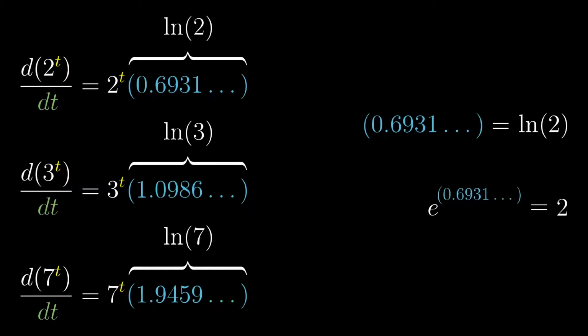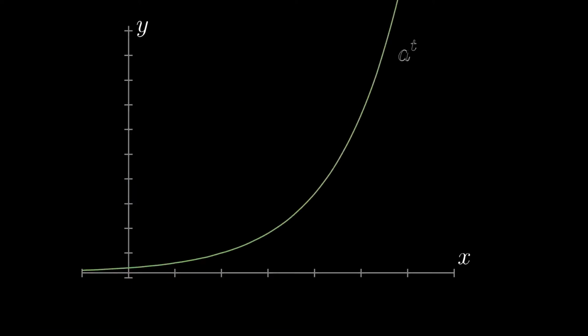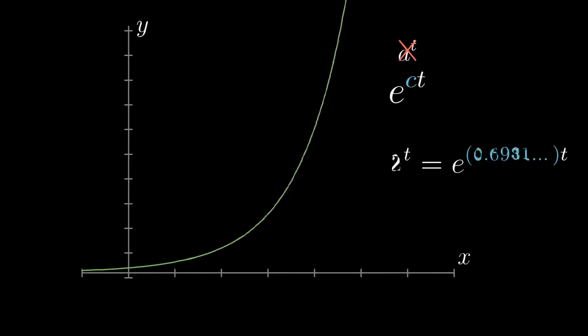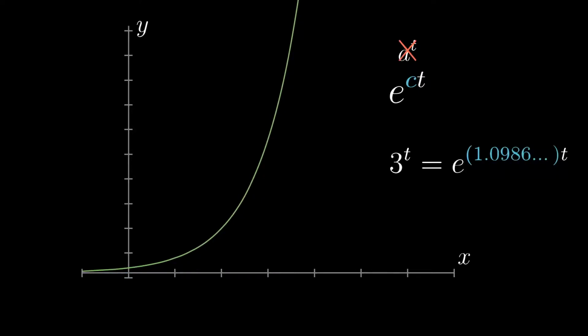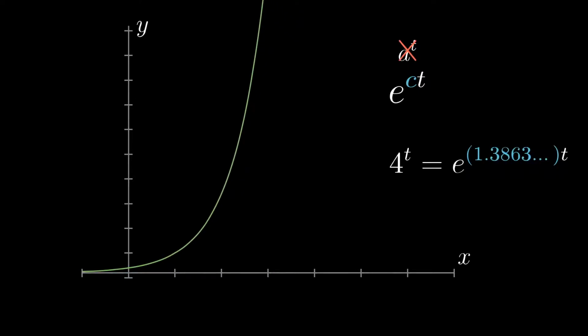In fact, throughout applications of calculus, you rarely see exponentials written as some base to a power t. Instead, you almost always write the exponential as e to the power of some constant times t. It's all equivalent. I mean, any function like 2 to the t or 3 to the t can also be written as e to some constant times t.